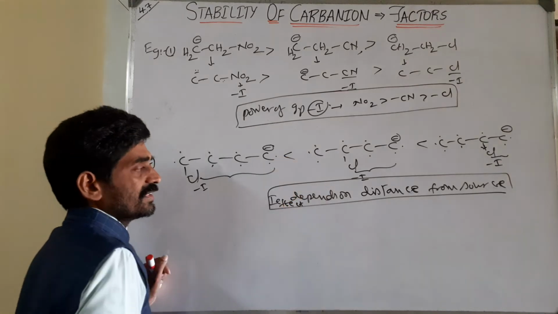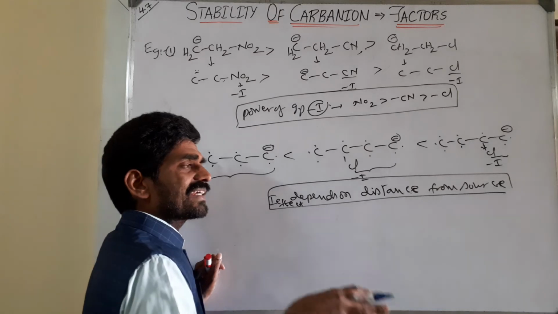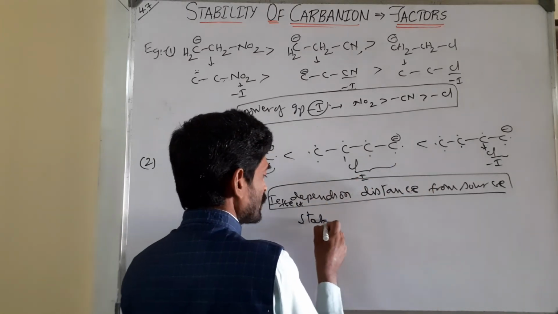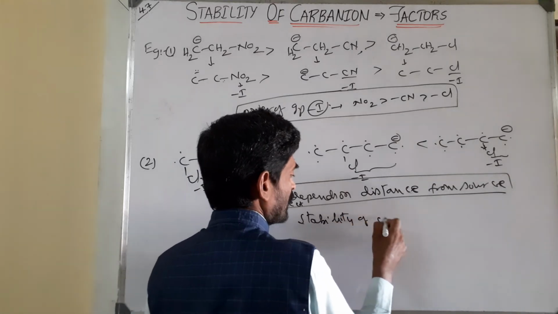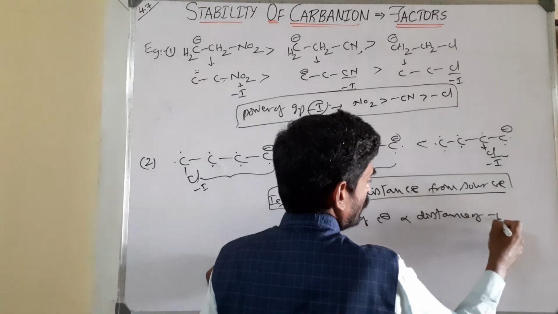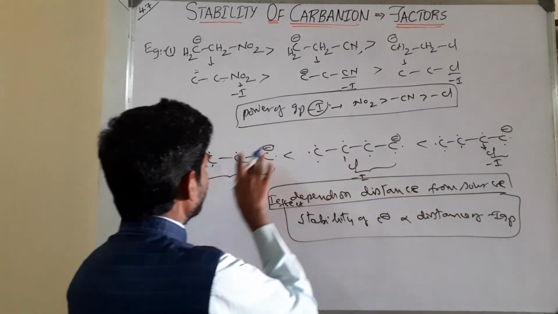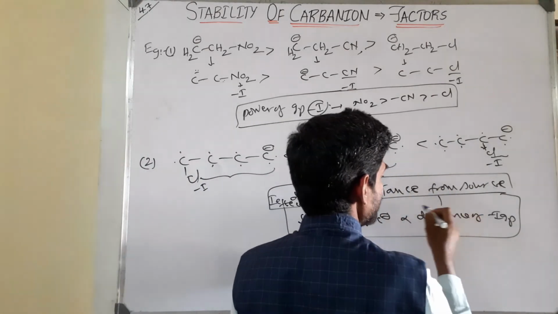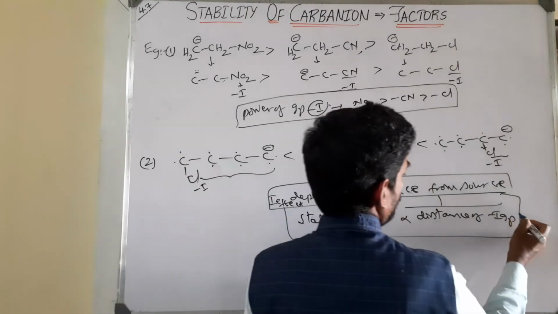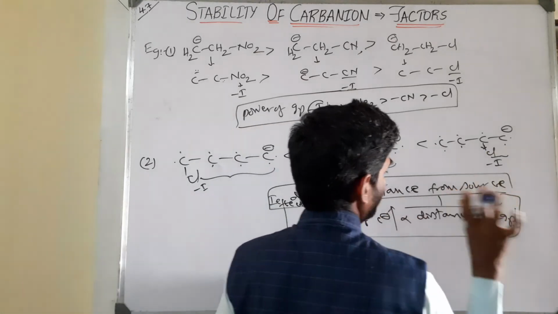So the stability of carbanion is inversely proportional to the distance of the minus I group. What conclusion do we get? As the distance of the minus I group increases, stability decreases, that is inversely proportional. So when the distance of the minus I group is less, the stability of the carbanion is more. Is it clear?